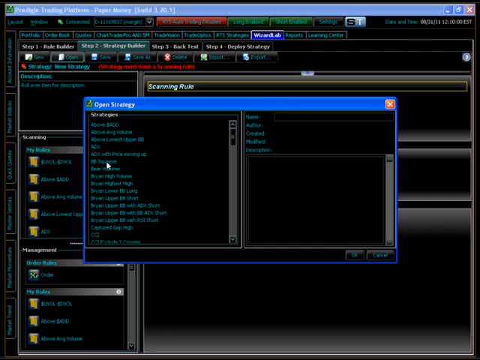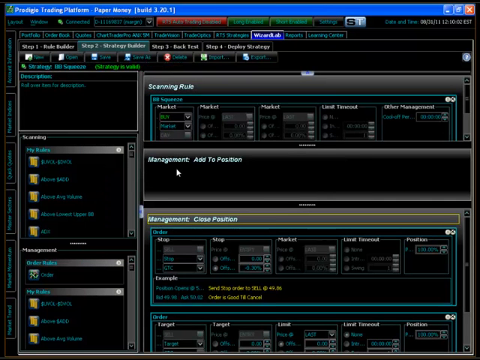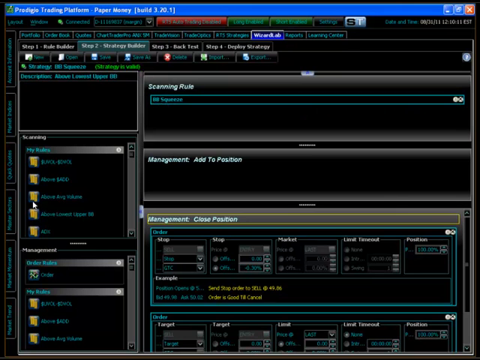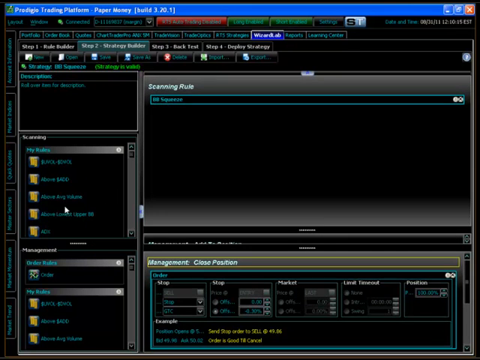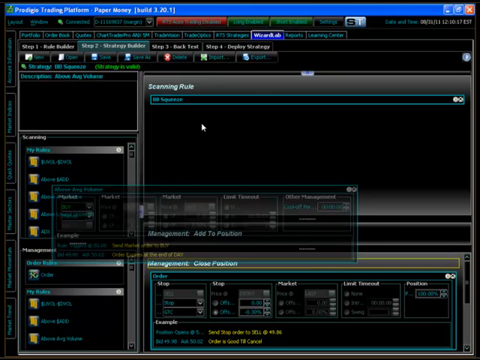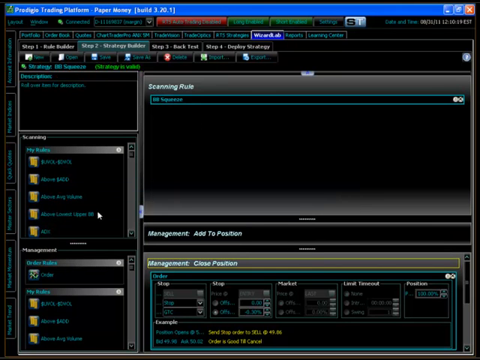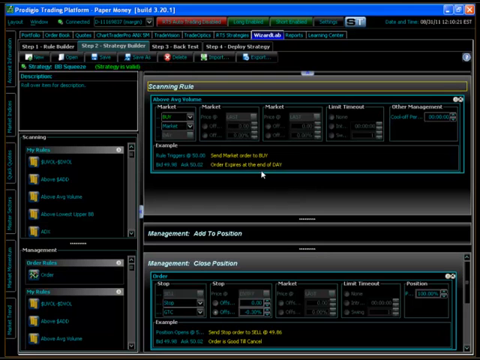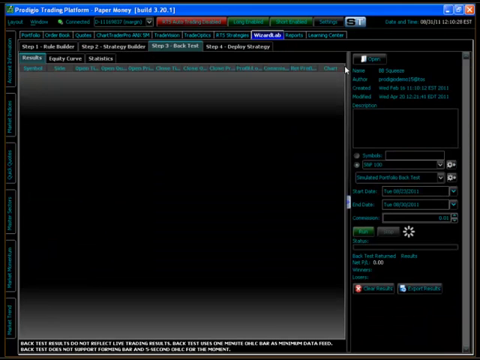You combine those rules into strategies. Here's a BB squeeze strategy, for example, where we combined some rules and some orders in order to create trading automation. It's very easy. You just take one of the rules that you built and you drop it in place. And I need more room down here, actually. Oh, I have BB squeeze on here. Let me close that out. There we go. And you parameterize things such as how the order prices are supposed to be sent, etc.